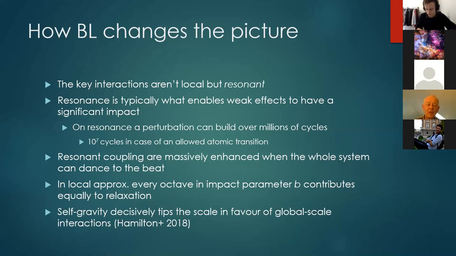In the local approximation, every octave of impact parameter contributes equally to relaxation. That's the classical Spitzer-Chandrasekhar theory. And what's happening is that self-gravity decisively tips the scale in favor of the global scale interactions. The global scale interactions, according to Spitzer and Chandrasekhar, are as important as the very small scale interactions, but not more so. But when you bear in mind that self-gravity enhances the large scale ones, but not the small scale ones, that's why the global scale interactions become important. There's a detailed argument about that in Hamilton et al.